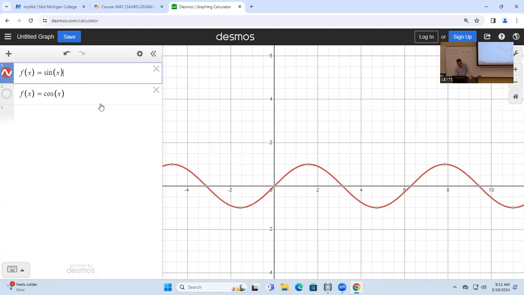Now, those are just our normal translations of our functions, right? Vertical shift, horizontal shift, vertical stretch or shrink, horizontal stretch or shrink. But they're going to have some special names when we get into trig functions. So it's the same thing we've been doing, but they're going to have some special names.